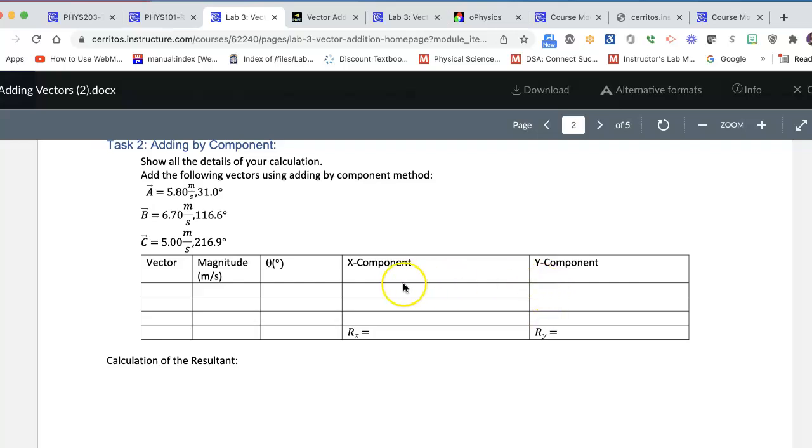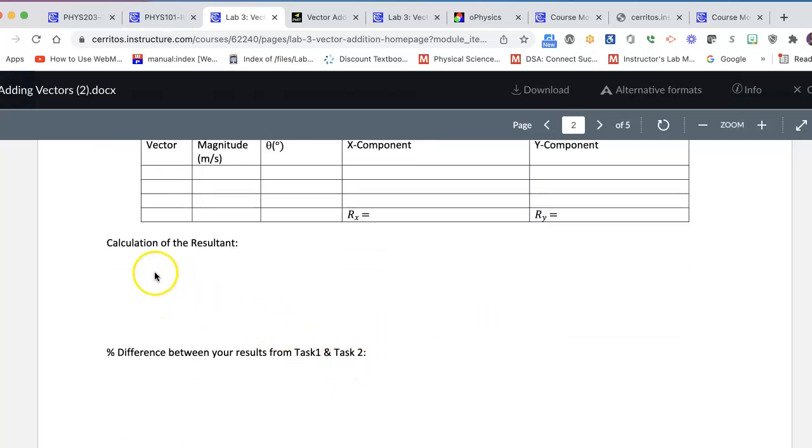You're going to add all the x components here to get the Rx. You're going to add all the y components here to get the Ry. And then you are going to use the Pythagorean theorem to calculate what is R. R is the square root of Rx squared plus Ry squared.